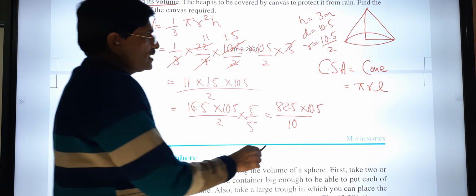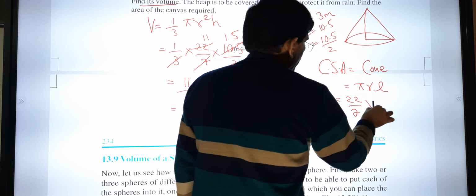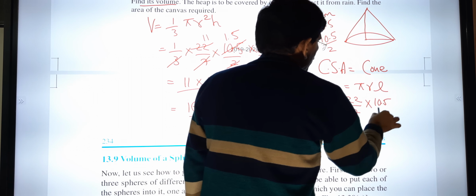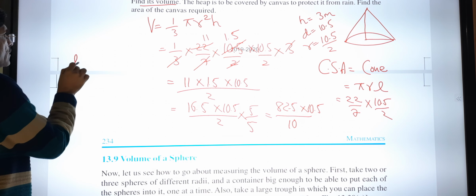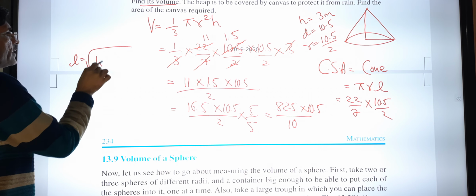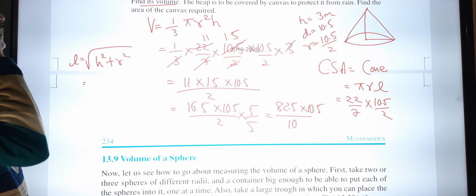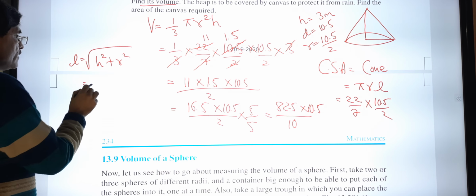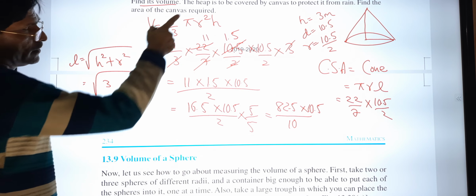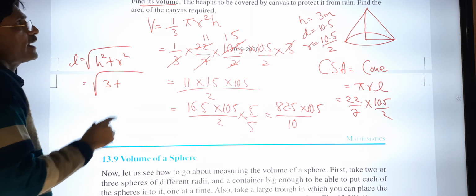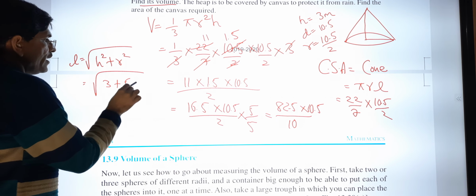And now by using this pi r l again, so 22 by 7 into r, 10.5 by 2, into l. So we have to find out l by using l is equal to under root h square plus r square. Now what is h here? The height is 3. What is the radius? The diameter is 10.5, so we can write 5.25.